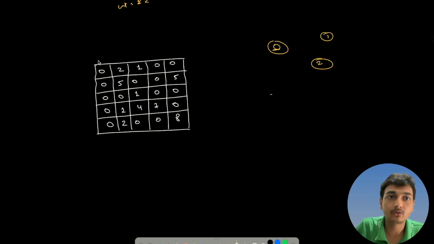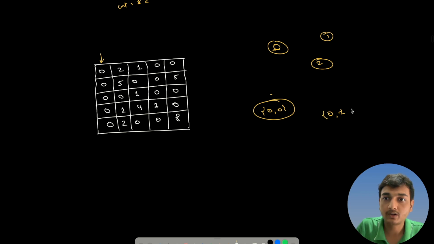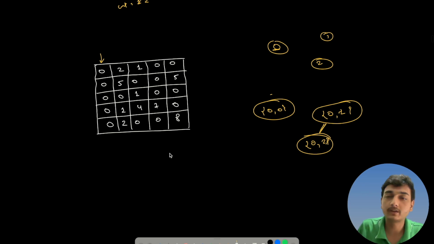So if I have to visualize this as a graph, I will put 0 comma 0 as a node. Then 0 comma 1 in another node, and then 0 comma 2 as another node, and these are connected. So we have to visualize it like this, and then it will be very easy for us to solve the problem. So let's see how we will be solving it.